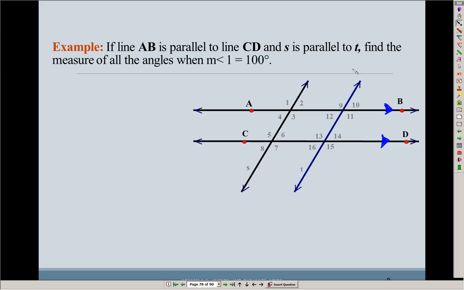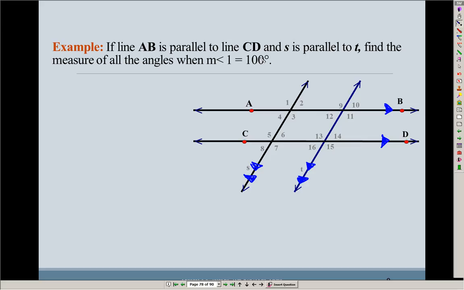And line S is parallel to line T. So I'll put a double arrow on these because they're parallel to each other, but they're not parallel to the first set of lines. Two sets of parallel lines now. That means all 16 of these angles work together.